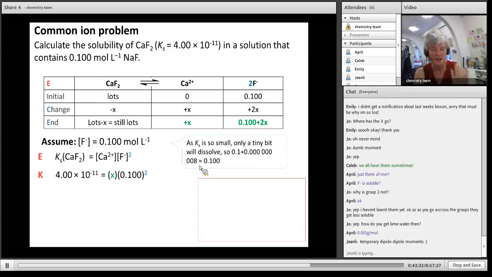Okay, now John, the temporary dipole moments, that applies more to molecules rather than ionic substances. I didn't note when that came up, so I'm not too sure.